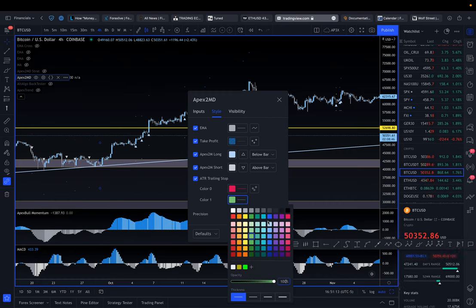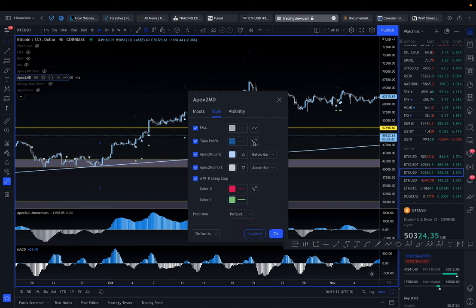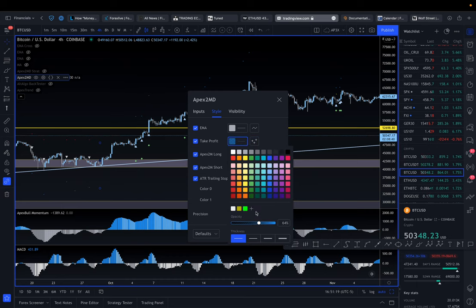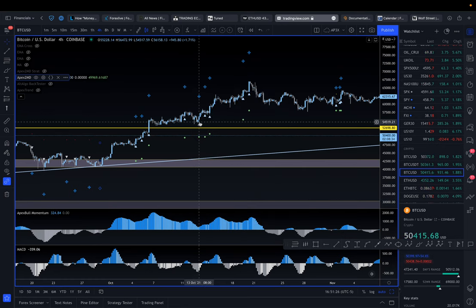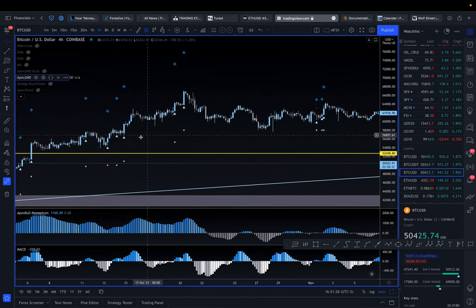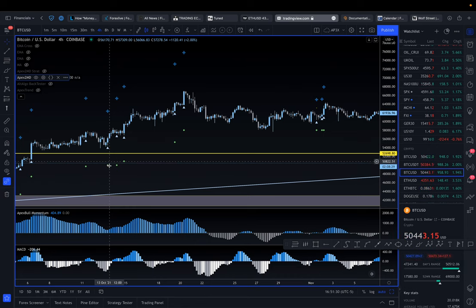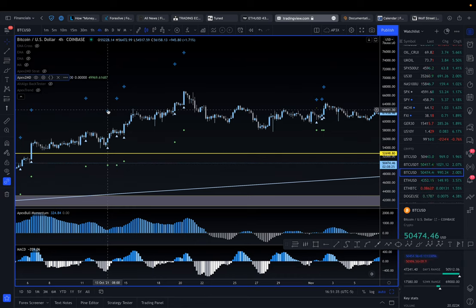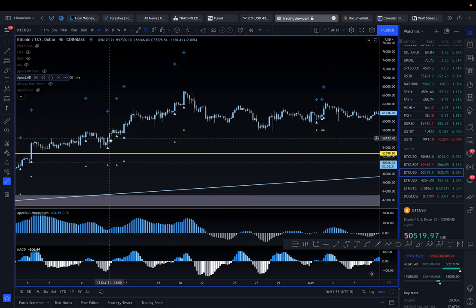So you can see, and I'll make it bigger for now. All right, so as you can see, for example, it tells you to go long here. This is the stop loss. This is the take profit level. Once you enter the trade, after this bar closes, you enter on this bar open, and this is your stop loss. This is your level of take profit.